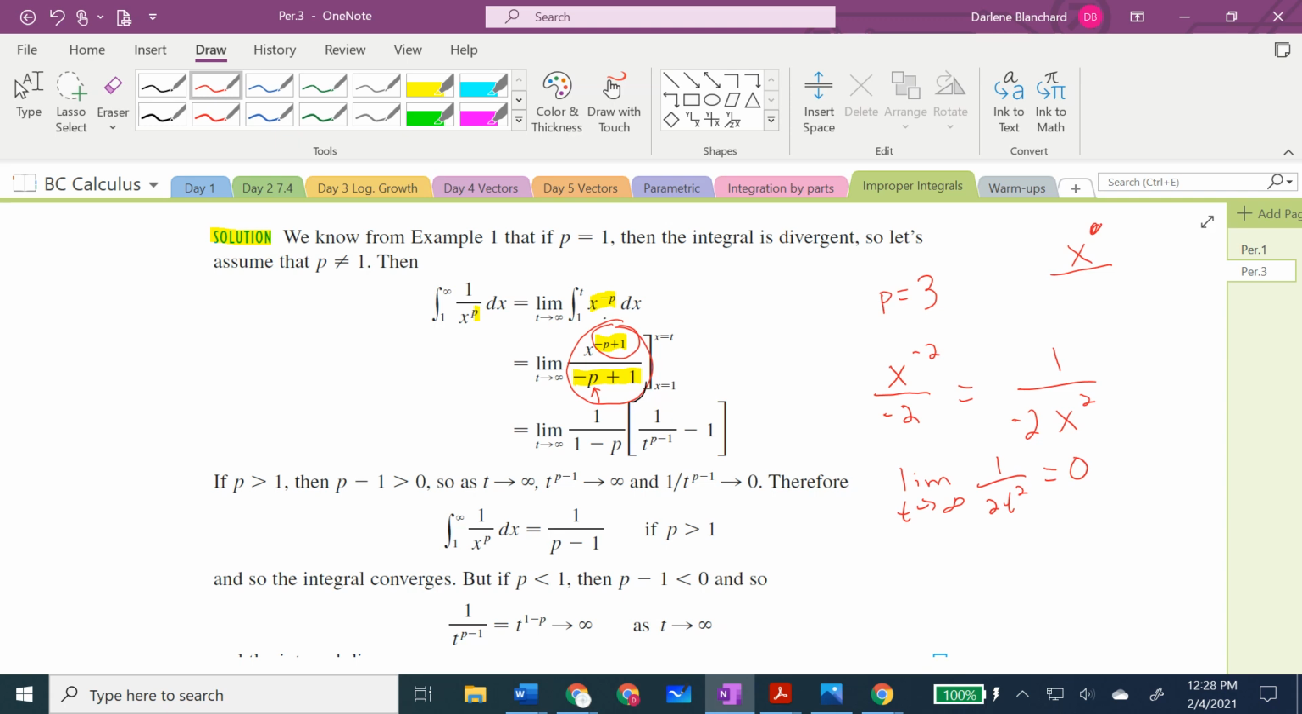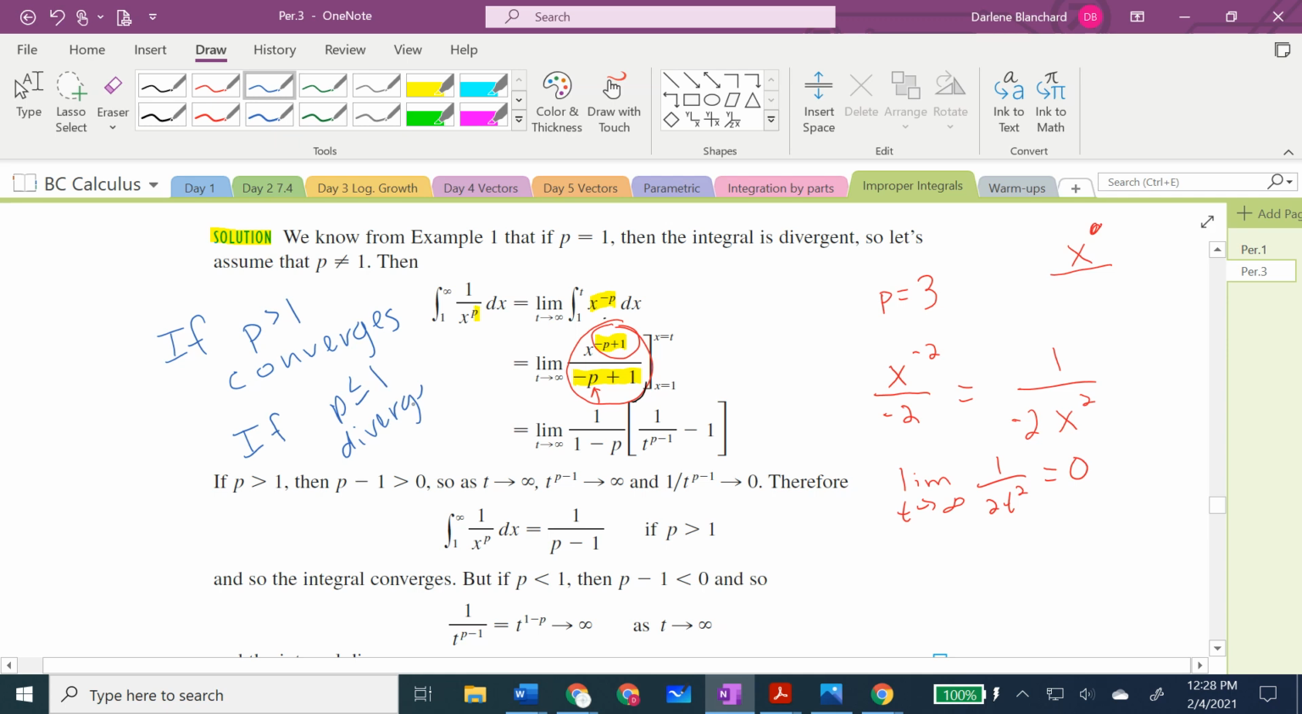And notice that if that denominator exponent is greater than 1, you will have an improper integral that converges. But if p is 1 or smaller, it will diverge.